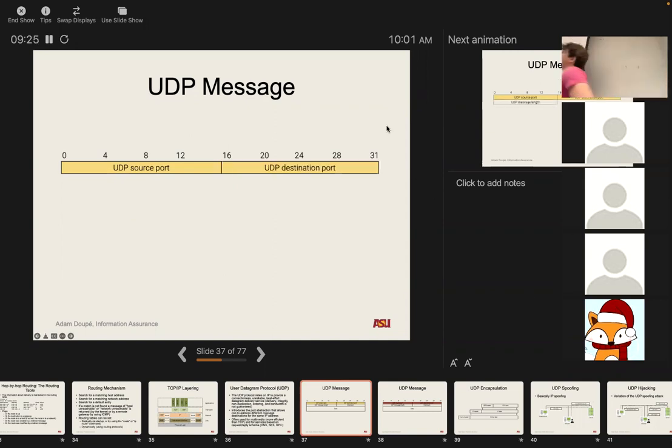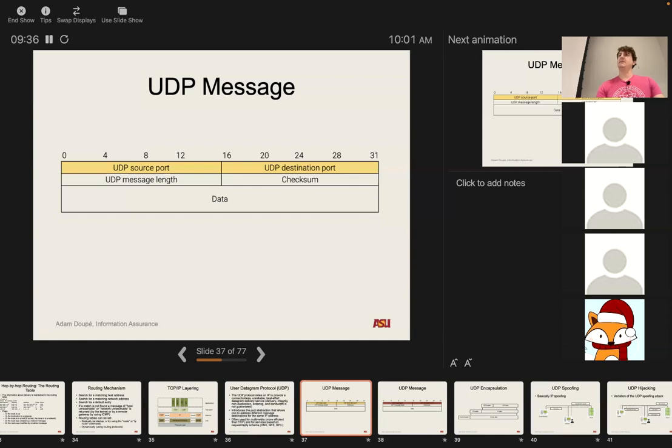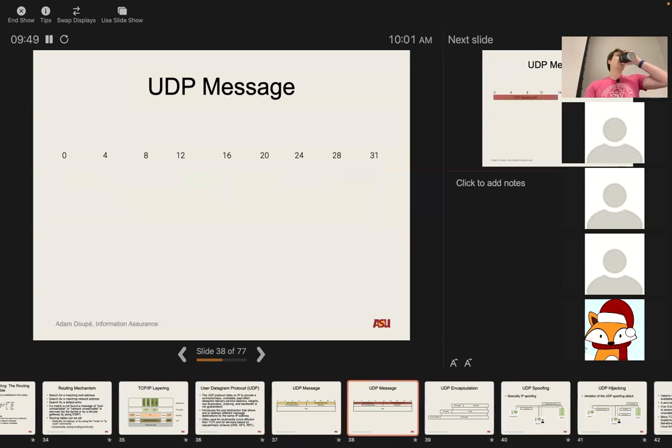And so the two main components of the UDP message are the source port and the destination port. So 2 bytes, 16 bits, a message length and a checksum, and then the data. So almost nothing, like very little on top of the other layers. And then the data. So this finally is application data.